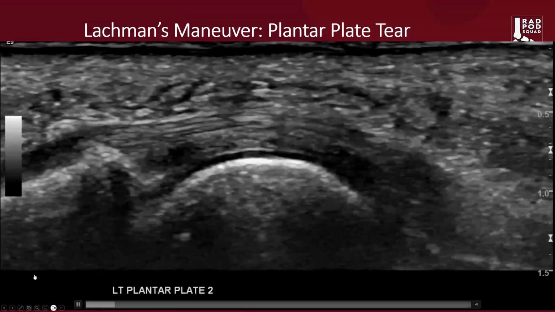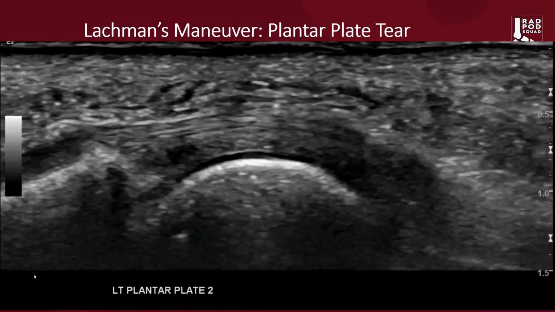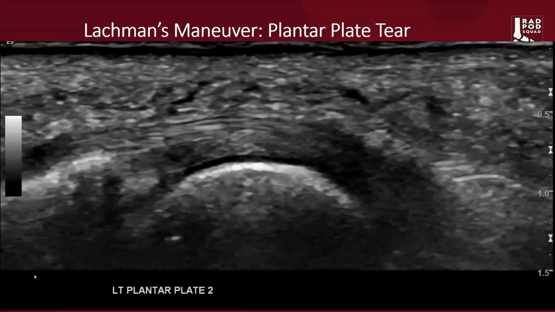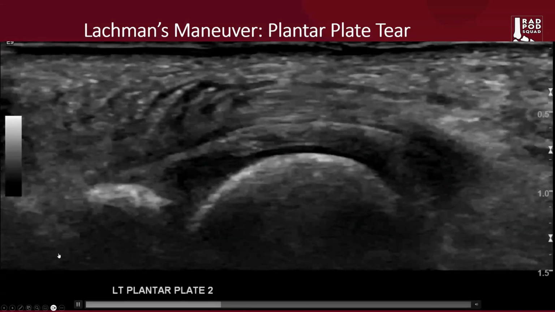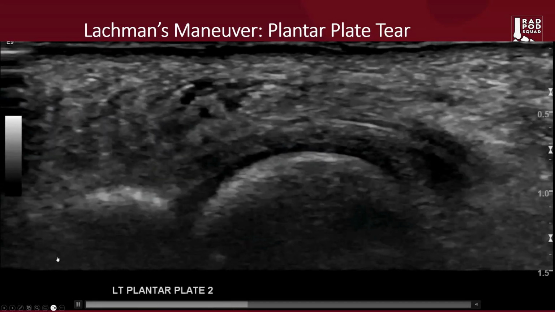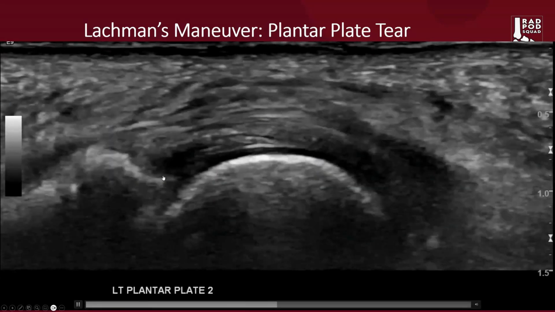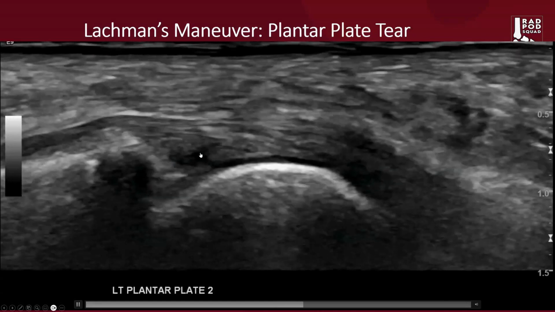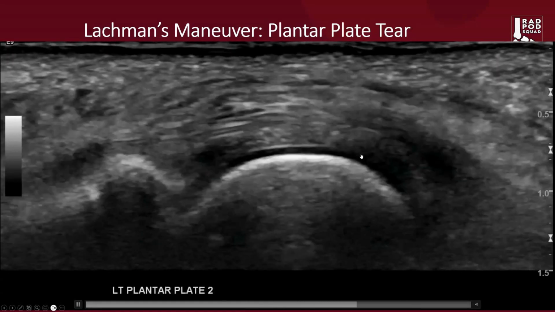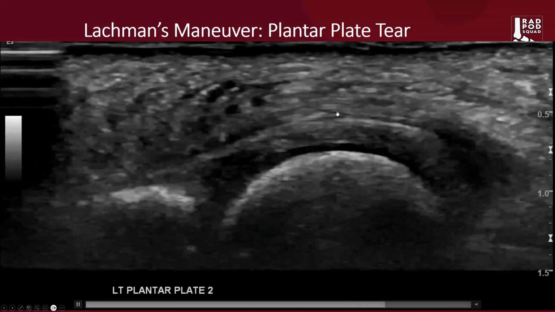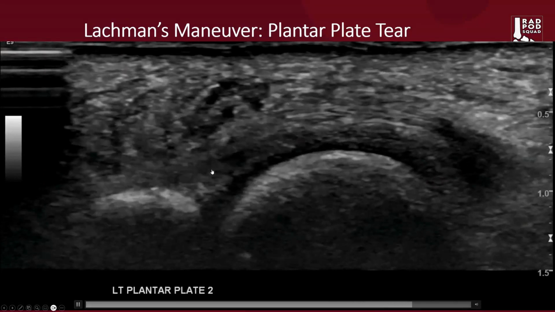Looking at the Lachman's maneuver for plantar plate tear, we can appreciate using that dynamic maneuver here, where we're going to take the proximal phalanx seen at the left of the image, and we're going to dorsiflex that, and we're going to understand the relationship of the region of the plantar plate seen with the hypoechoic tear seen here, the plantar plate itself seen here, the flexor tendon seen here. And we can see that region of hypoechoic.